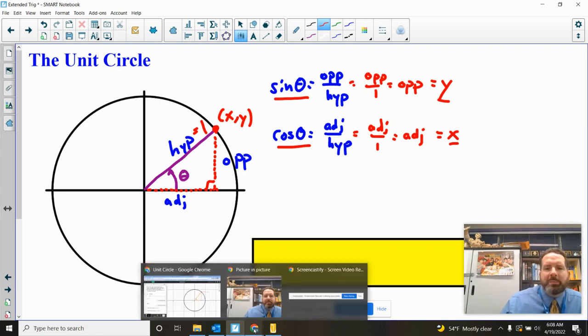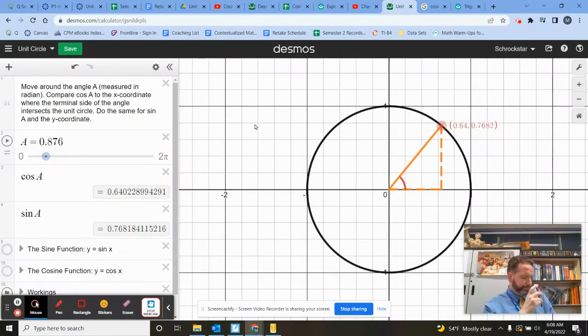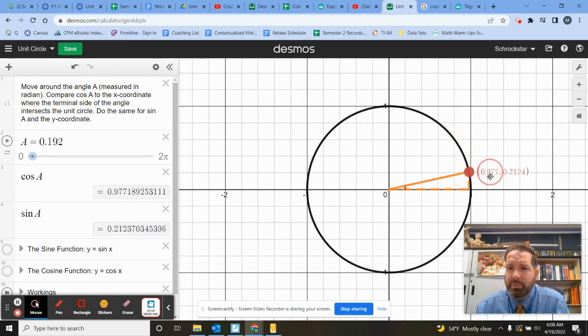I want you to open up in the canvas a link to a Desmos sketch called the unit circle, and it should take you right here. Here's a circle with a radius of 1. Here is our angle theta. Now, in Desmos, I had to call it A because if you type theta, other things happen. I've set it up so that you can move this and see the triangle change. The coordinates of this point also change, so it lets you know where you are.